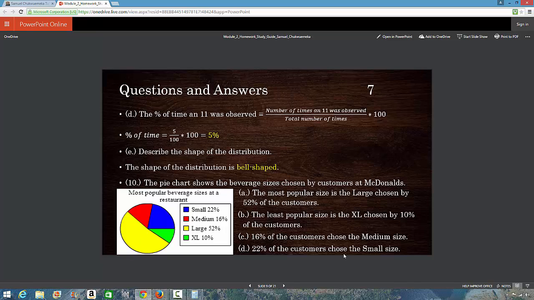Okay, so the most popular size is 52%. They like large sizes. Then the least popular size is what? The smaller guy. The extra large at 10% is the least popular size because it is chosen by the smallest percent of customers. Medium size is 16% and the small size is 22%. That's the pie chart. Interpreting a pie chart or circle graph.